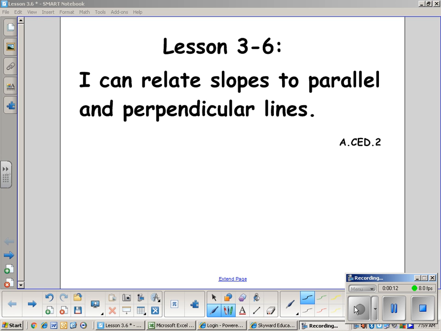Okay? Today we're going to talk about relating slopes to parallel lines and perpendicular lines. There's some rules that we'll learn today that you probably have seen before, but you might not remember them. And they allow us to know the slope of parallel and perpendicular lines based on knowing the slope of other lines that are parallel or perpendicular to them.